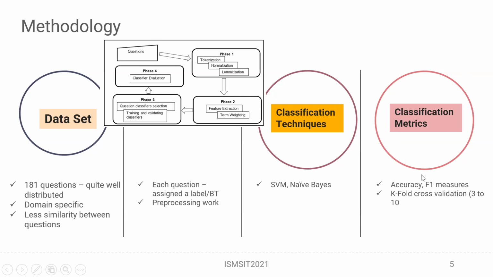So metrics: what measurements are used to evaluate the output? I use accuracy and F1 measures. Here I use K-fold cross validation, from 3 to 10. Why 3 to 10? To get more reliable figures. I didn't just test with 3 or 4. So I get the average using K-fold cross validation. This is better than the training and splitting technique. Cross validation is the better technique.